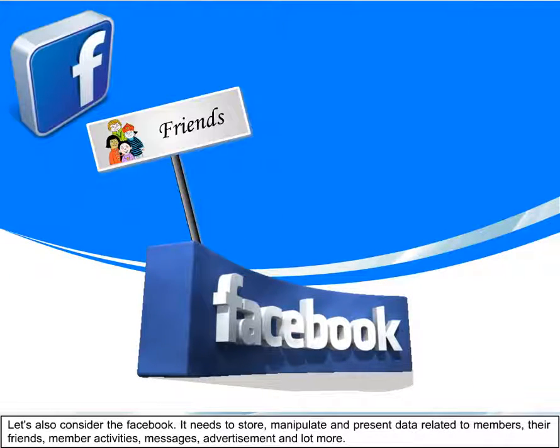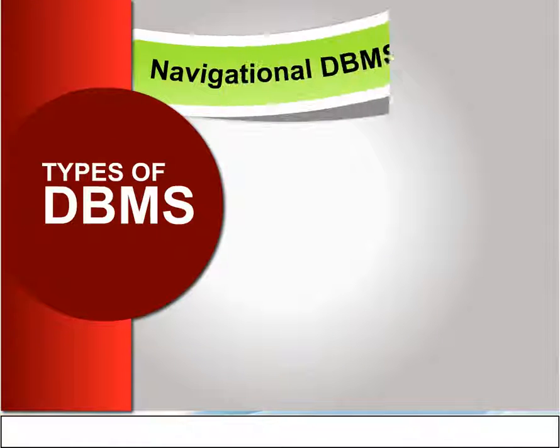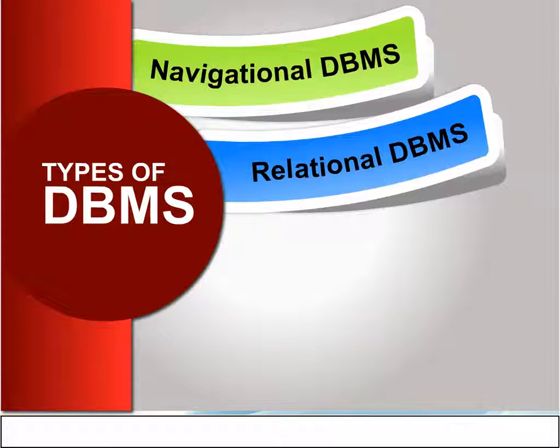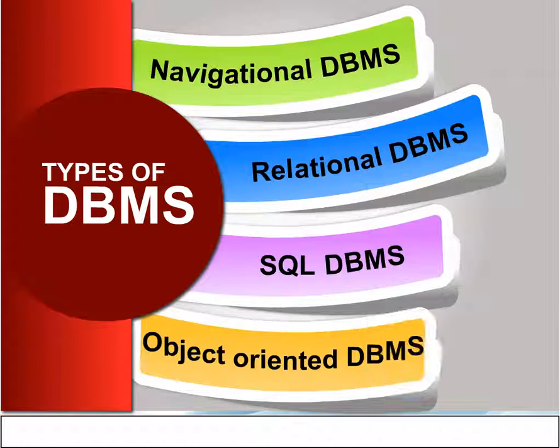Let's also consider Facebook. It needs to store, manipulate, and present data related to members, their friends, member activities, messages, advertisement, and a lot more. Types of DBMS: Navigational DBMS, Relational DBMS, SQL DBMS, Object Oriented DBMS.